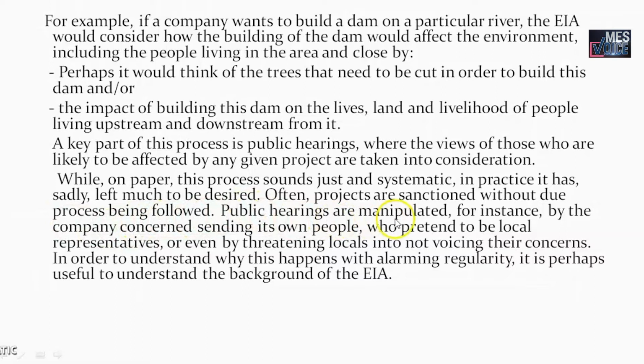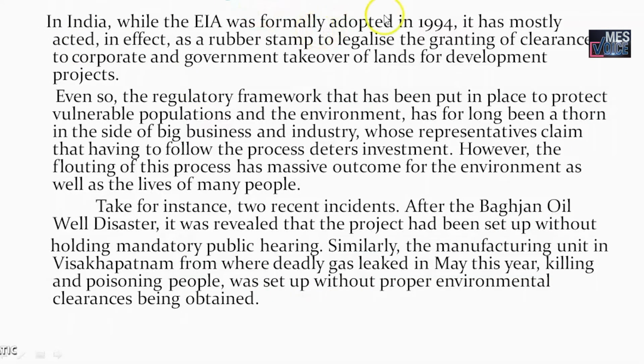Public hearings are manipulated, for instance by the company concerned sending its own people to pretend to be local representatives, or even by threatening locals into not voicing their concerns. In order to understand why this happens with alarming regularity, it is perhaps useful to understand the background of the EIA. And this is the history of the EIA.